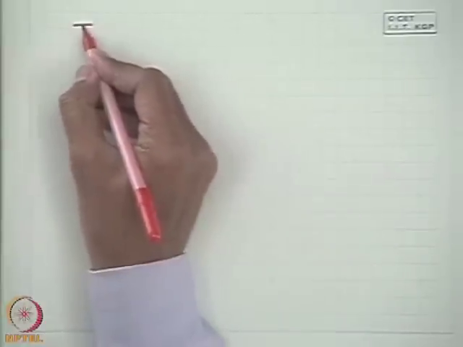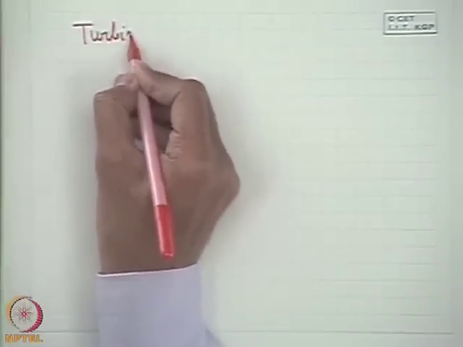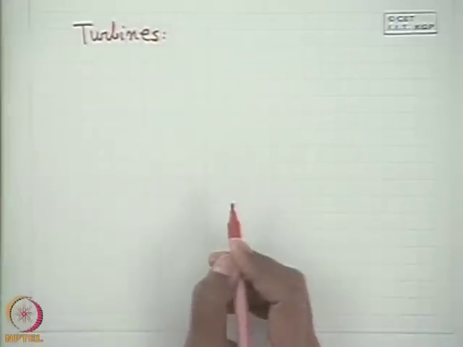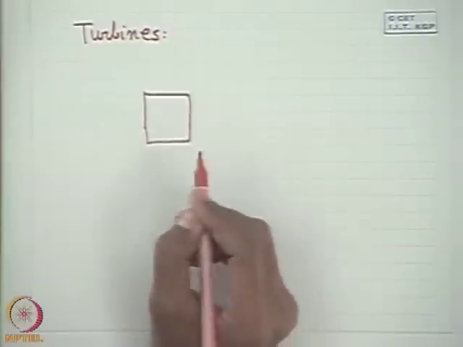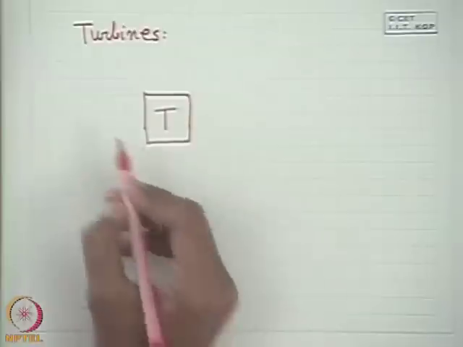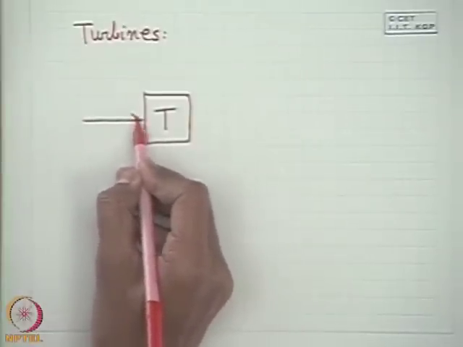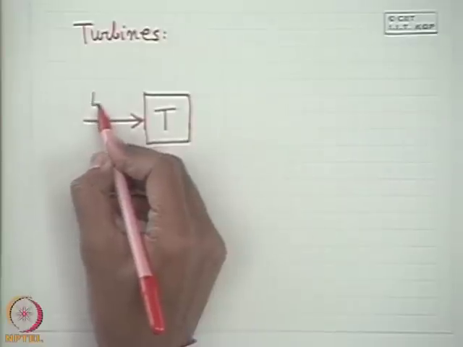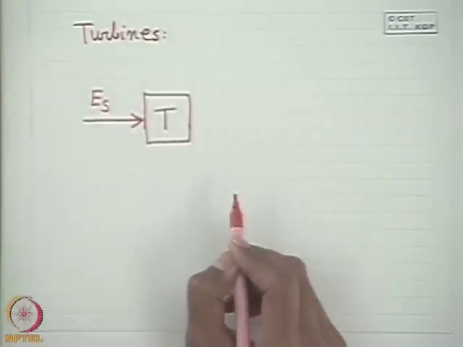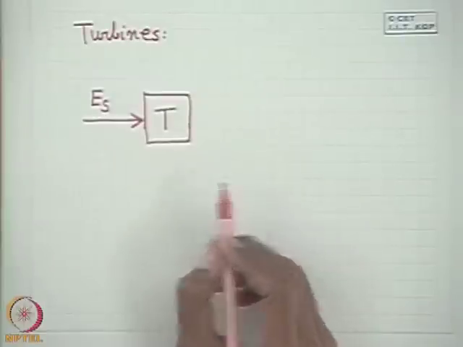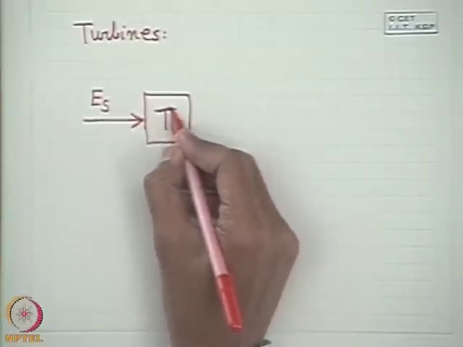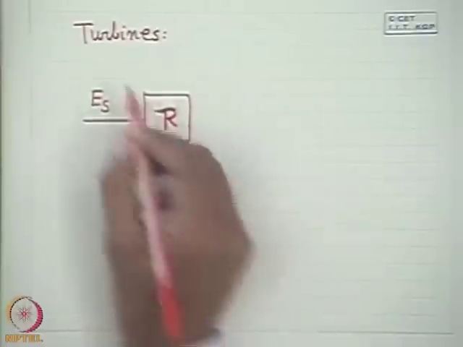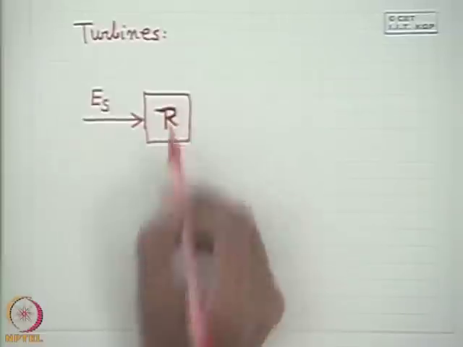Well, we can understand this better if we think in this way: let us consider a turbine. Let this be the turbine T. In the case of a turbine, what is the input energy? It is the stored energy of the fluid, as we recognized earlier, ES. Now, this stored energy of the fluid acts on the turbine rotor, R. We are doing it for turbines, so it is the rotor of the turbine.